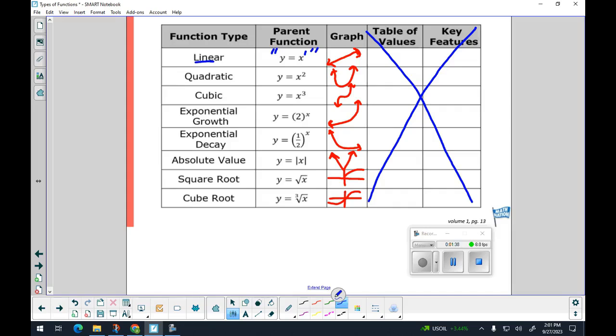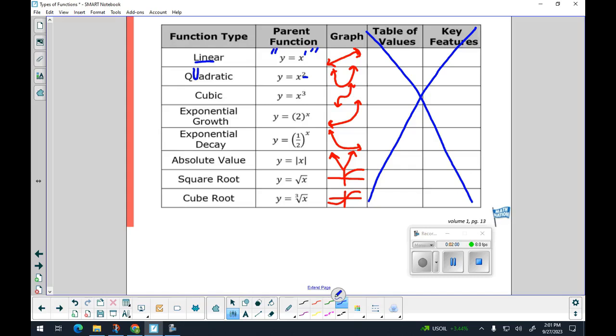Our next function is called the cubic function. The cubic function is y equals x to the third power. It looks like a little snake going up the tree, I like to call it. Think of a cube, 3D. That's going to help you remember that 3 is in the exponent.